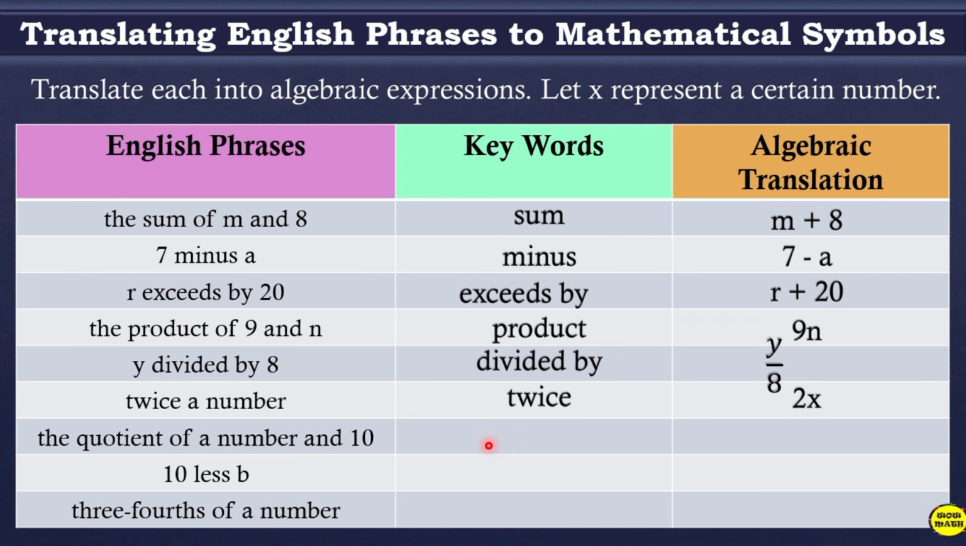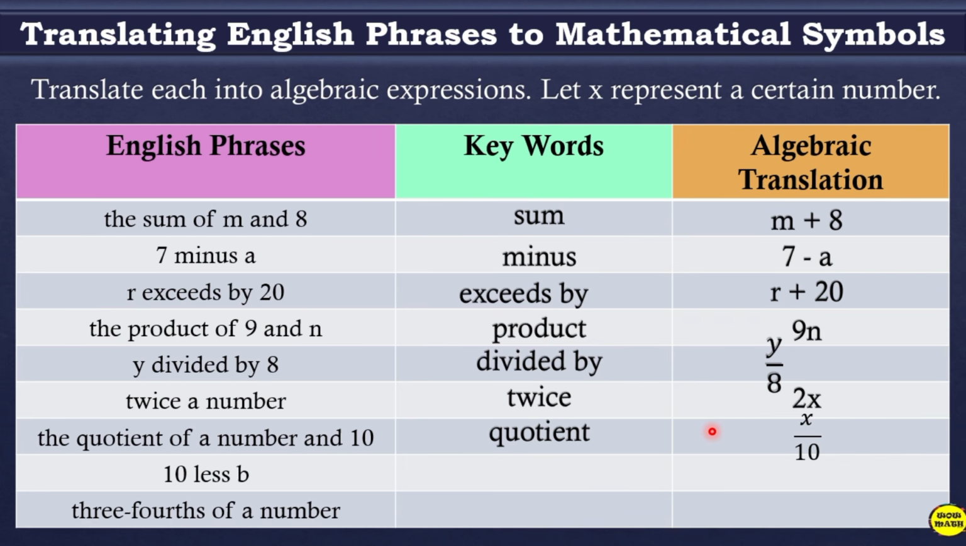Next. The quotient of a number and 10. So, quotient is the keyword. So, ibig sabihin, division. So, ang number natin ay x. So, x over 10. Kasi the quotient of a number and 10. Quotient means division. So, you can make use of the fraction bar. Okay? In algebraic expression, it's better na ang gagamitin natin kapag quotient ay fraction bar rather than using the division symbol. Kesa yung x, tapos divided by yung may dalawang tuldok, 10. Okay? So, mas okay kung naka-fraction bar siya.